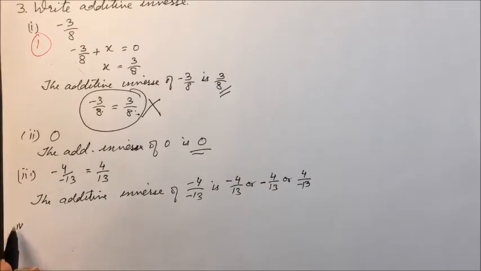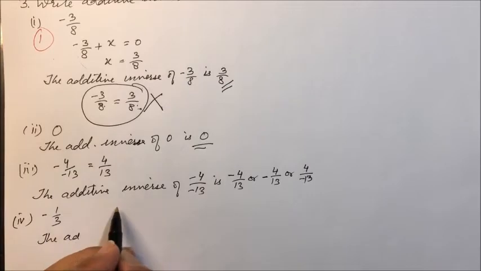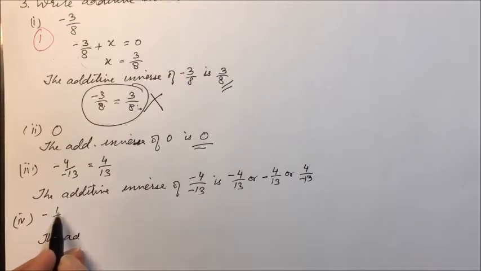Now fourth was minus 1 upon 3. So the additive inverse, what is to be added to this so that we get 0 as the result? So minus 1 upon 3 plus 1 upon 3. So 1 by 3 is the additive inverse.